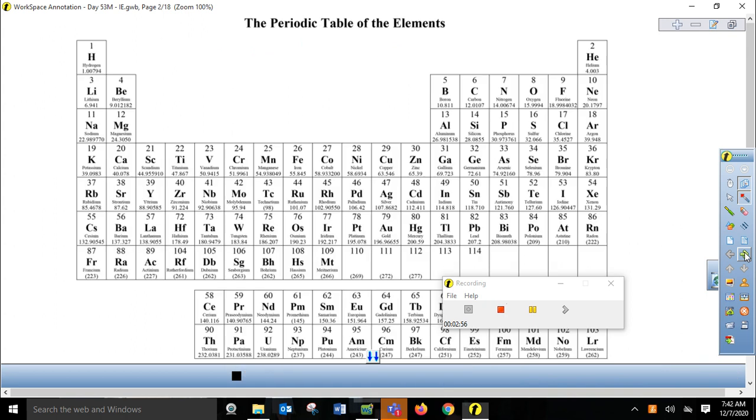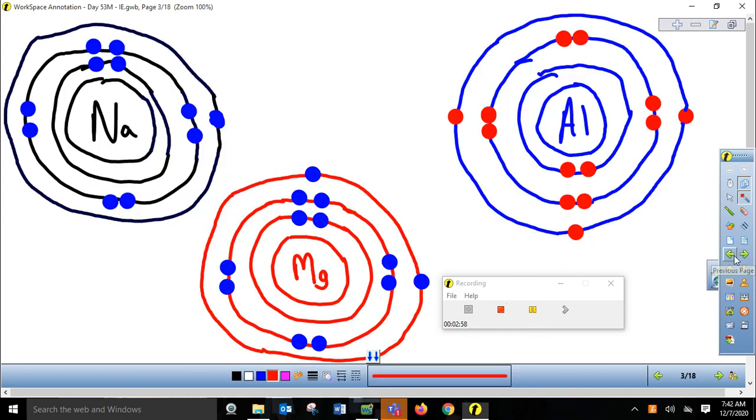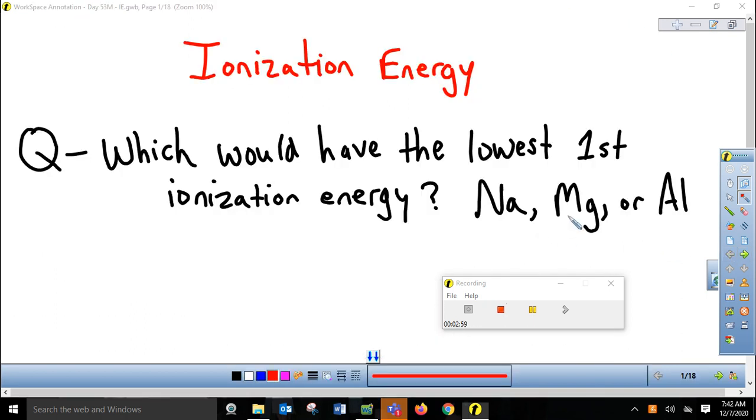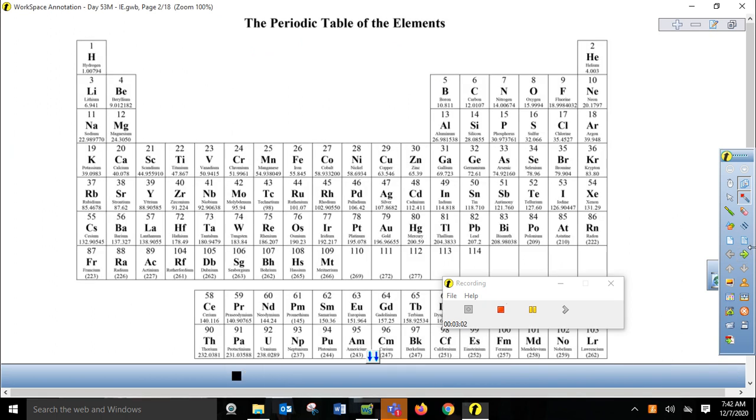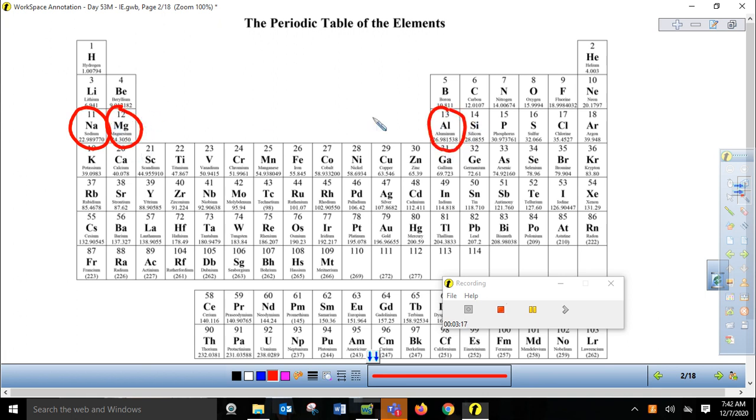So let's go ahead and take a look at our first problem here. Sodium, magnesium, or aluminum. I strongly recommend, right, this is the periodic table unit, so that means look at the periodic table when you're working on problems. The periodic table is going to show you a lot of information based on where these elements are located. So I like to circle or highlight the elements that I'm working with here. I'm going to ask which one of these is the easiest to steal an electron from.